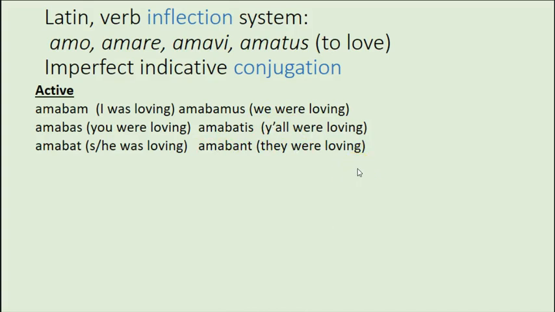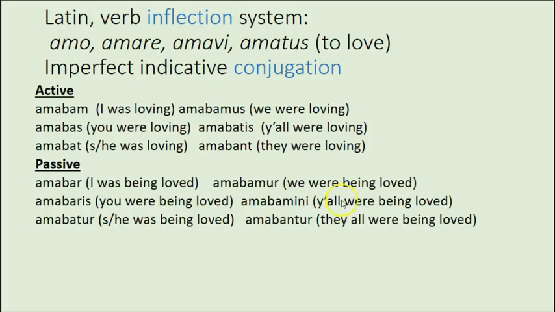But guess what? We also have endings for passive verbs. Whereas in English, we have to use these workaround constructions, like "I was being loved," where we combine all these different words. You see how it's moving more towards the analytic or the isolating end of the spectrum. In Latin, we have a whole separate set of endings.